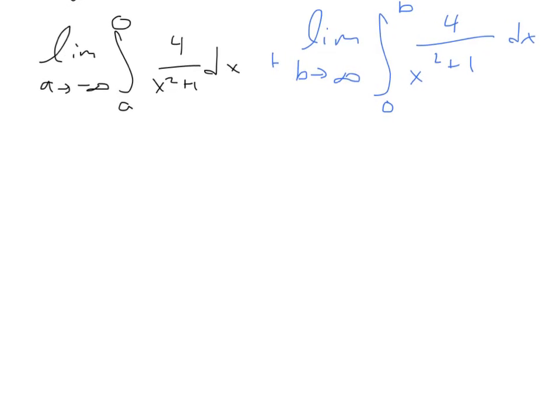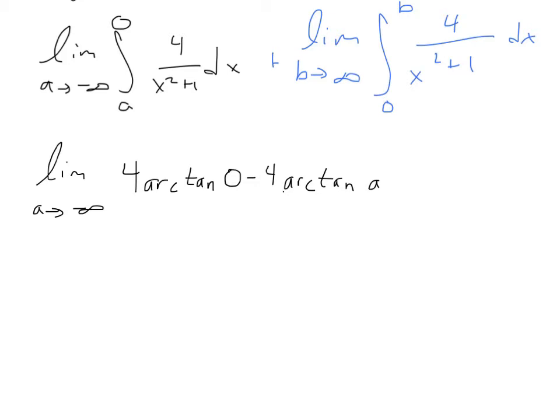Okay. Now I have to evaluate both of these integrals, and I hope you guys recognize that the integral of 1 over x squared plus 1 is our arctangent integral, so this is going to end up being the limit as a approaches negative infinity of 4 arctan x, and then I'm going to evaluate from a up to 0. I think I'm going to just do that right now. So I'll have 4 arctan 0 minus 4 arctan a. So all of this is that first integral.